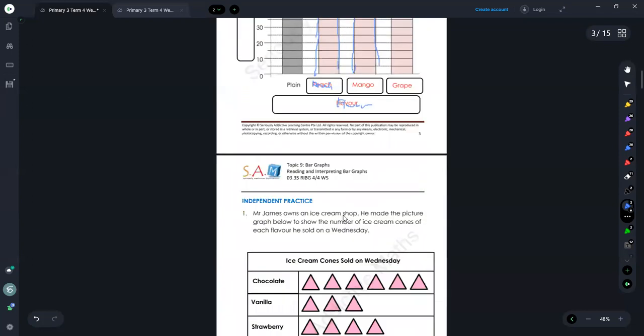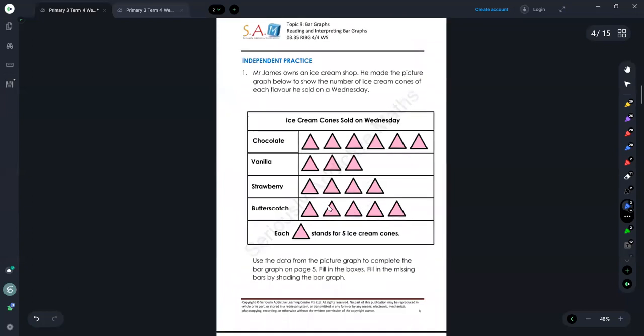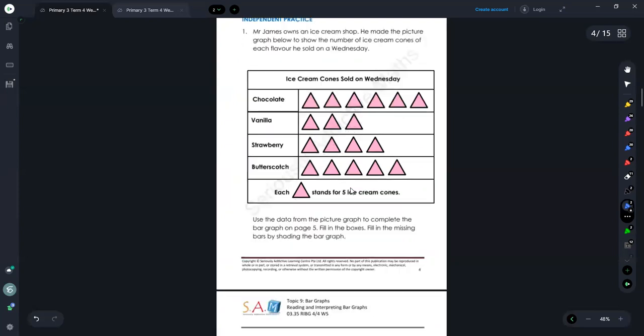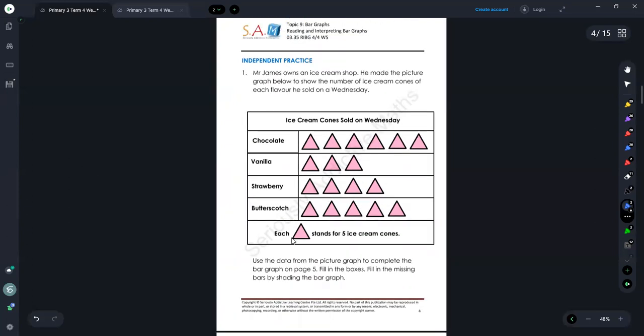Fairly easy. For independent practice, here we get to the question first, about Mr. James owning an ice cream shop. He made a picture graph to show the number of ice cream cones of each flavor he sold on Wednesday. It is good to remind students that there is a special mention here: each cone stands for 5 ice creams.